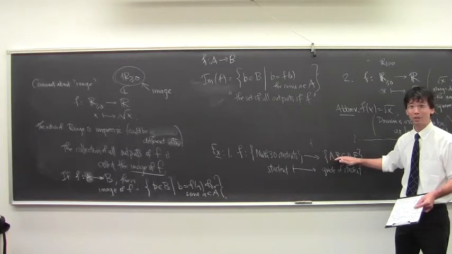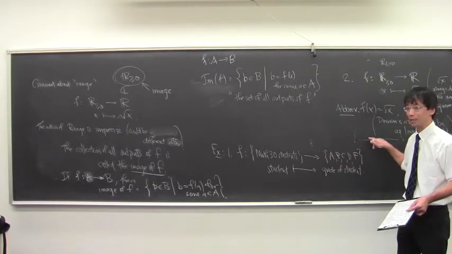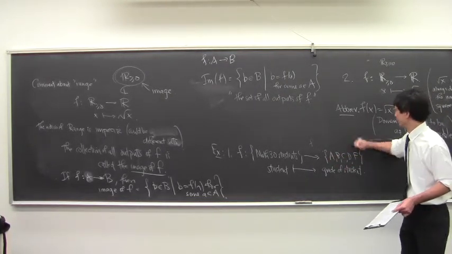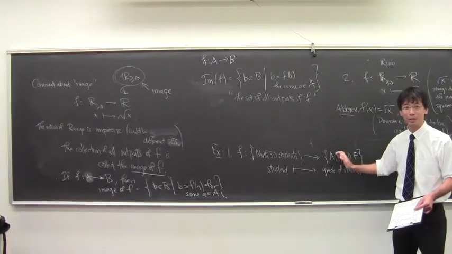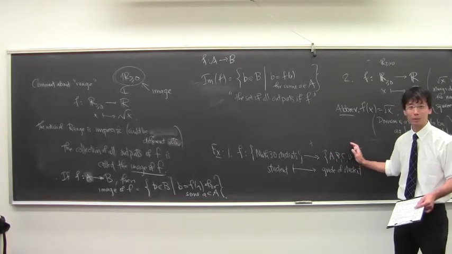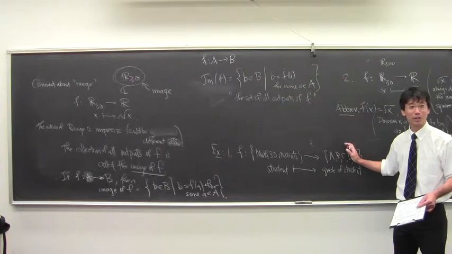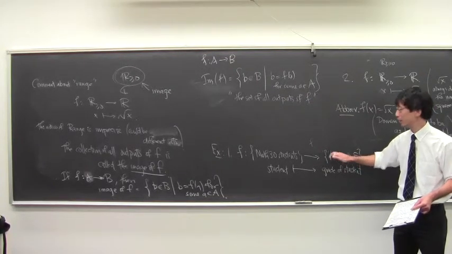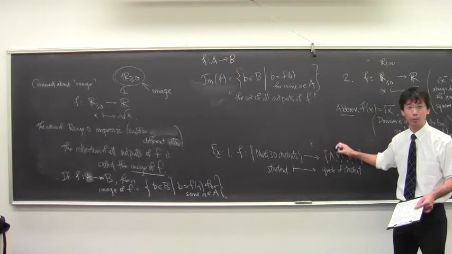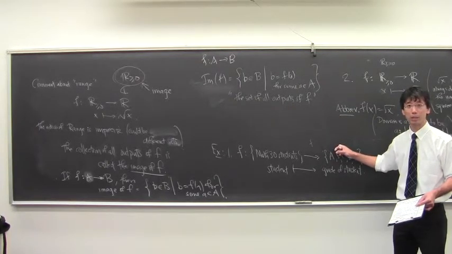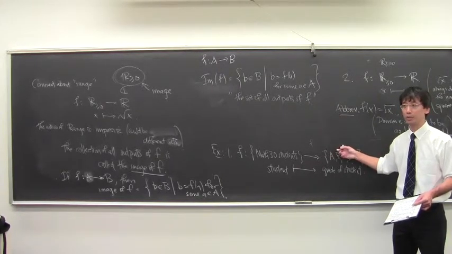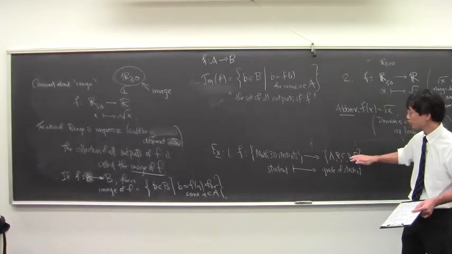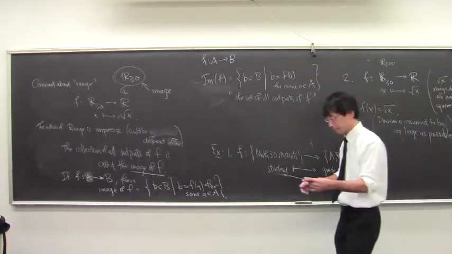Because the outputs certainly lie in the alphabet. But I'm hoping that the image doesn't include some of these letters. Is the difference between range and image clear now? The image of that function will be the outputs that it gives me, the actual outputs.